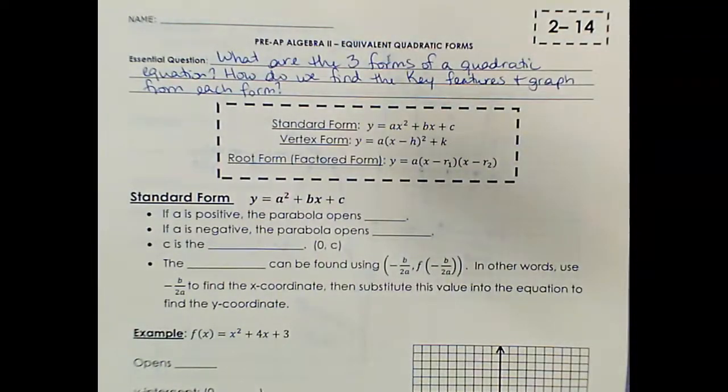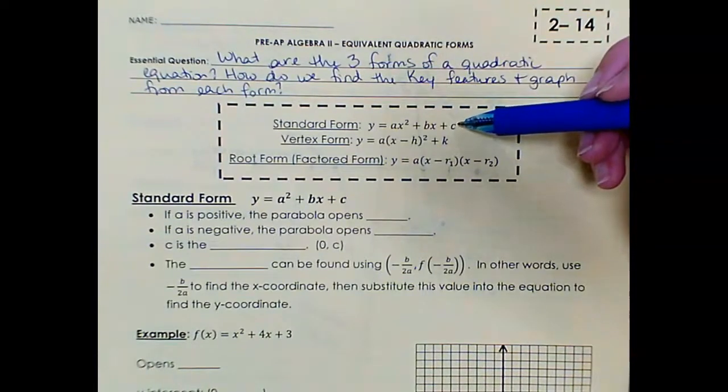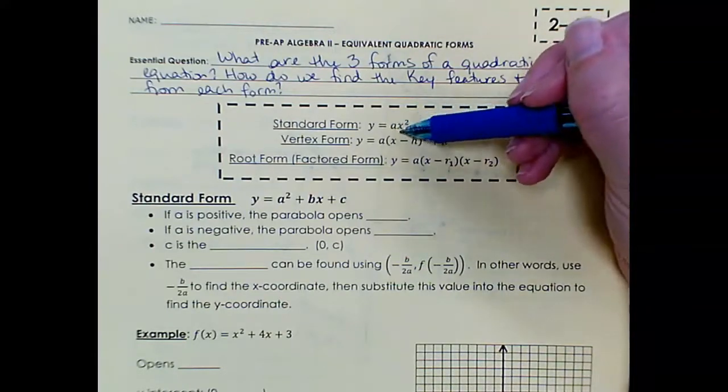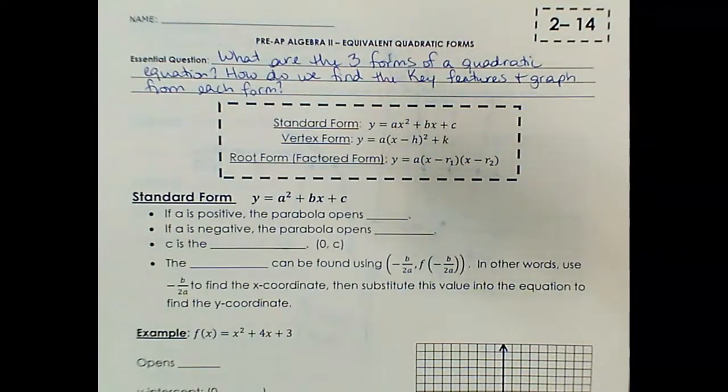Okay, so you're familiar so far with standard form, right? So standard form is what we want our quadratic equations to be in if we're going to factor, if we're going to use the quadratic formula, if we're going to try and find the discriminant to determine the nature of the solutions. So y equals ax squared plus bx plus c, that's standard form.